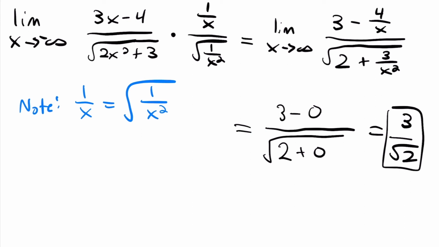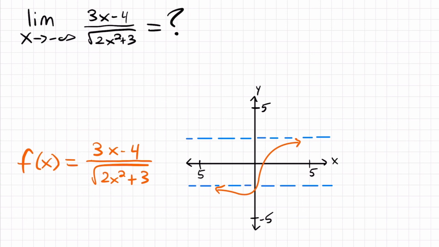Well, let's look at the graph. So here's our function again, but this time we're looking at it as x approaches negative infinity, like I just suggested. And here's the graph of that same function. Now, previously when we looked at limits as x approaches negative infinity, we could look at it the same way that we did as x approached infinity.